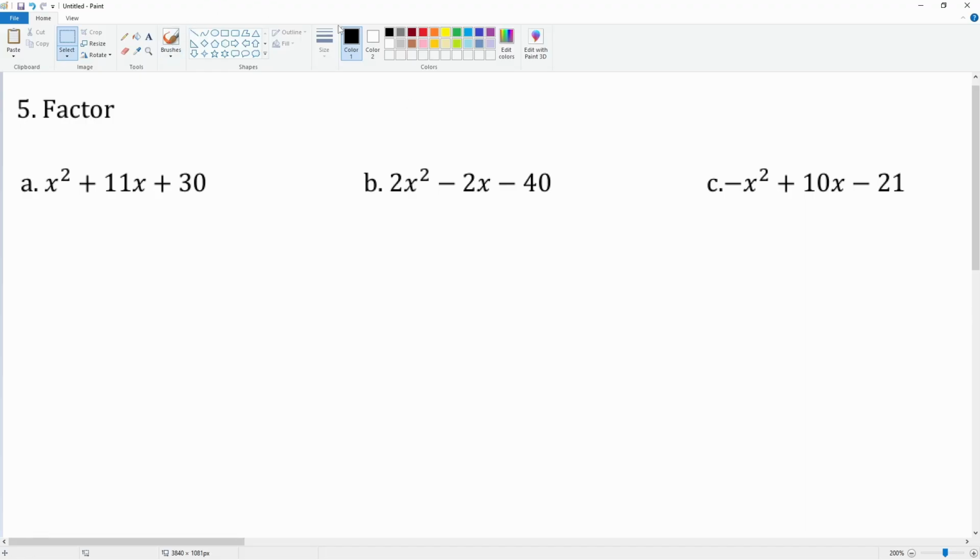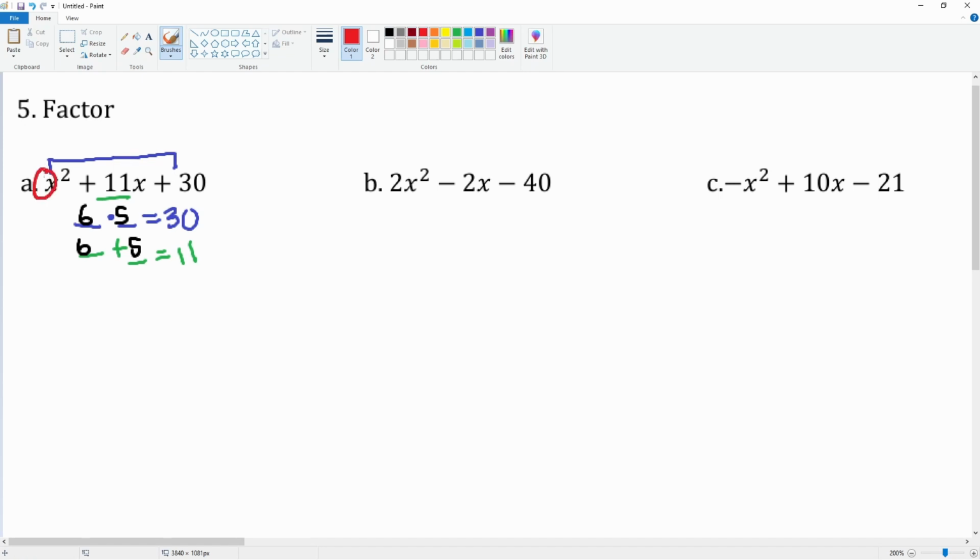Number 5, here we're asking just to factor, and let's just set up our factoring here. Dash times dash is going to be equal to 30. Then we have dash plus dash is equal to 11. Those two numbers are going to be 6 and 5. 6 times 5 is 30. 6 plus 5 is 11.